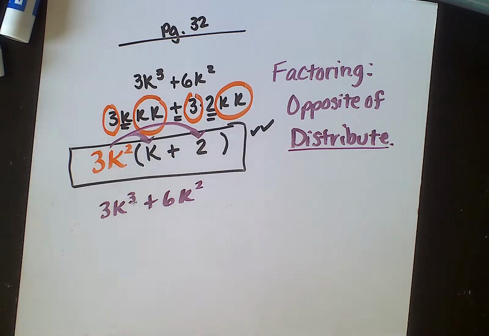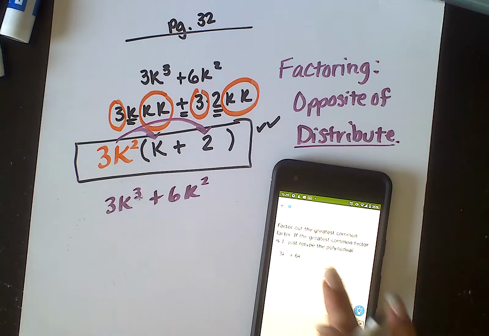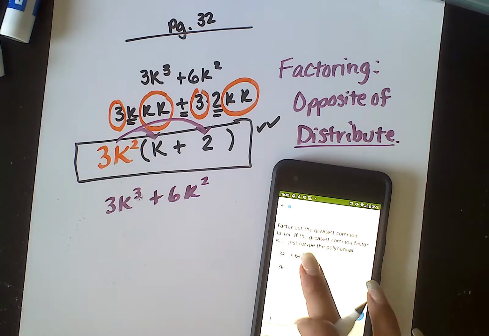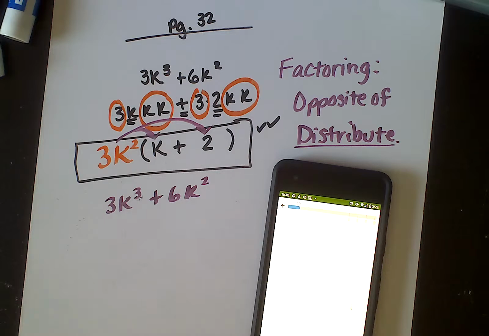So let's take a look here and type it on in. So I'm going to type in 3k squared times k plus 2. There's my plus sign. And then close it on up and submit. Now, that one was obviously a bit easy.